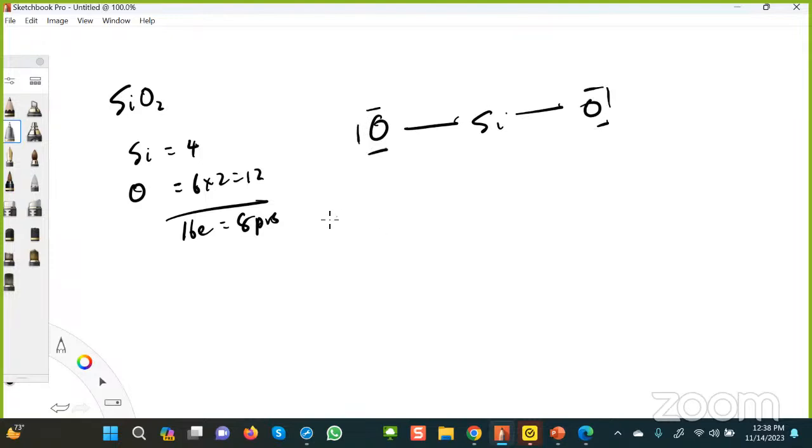All right? Then we calculate the formal charges. So let me start with the silicon. So silicon, the group number is 4, minus half the number of bonding electrons, which is half of 4, minus the number of non-bonding electrons, which will be 0. So therefore, that's 4 minus 2, that's plus 2. So the formal charge on the silicon here is plus 2.